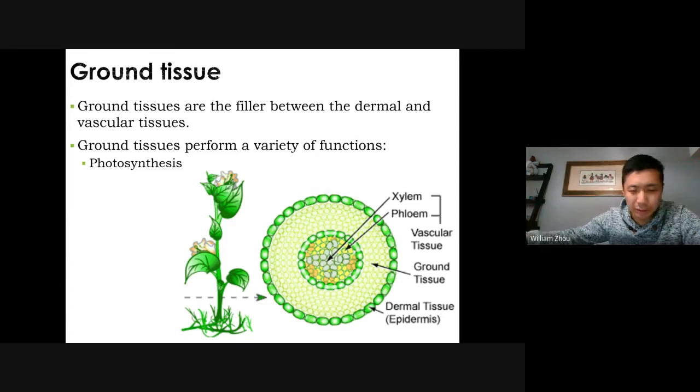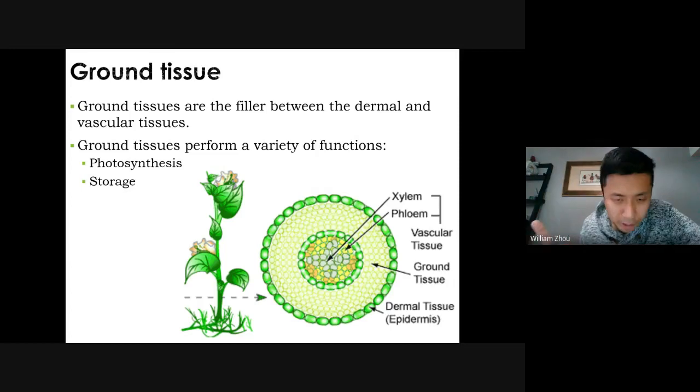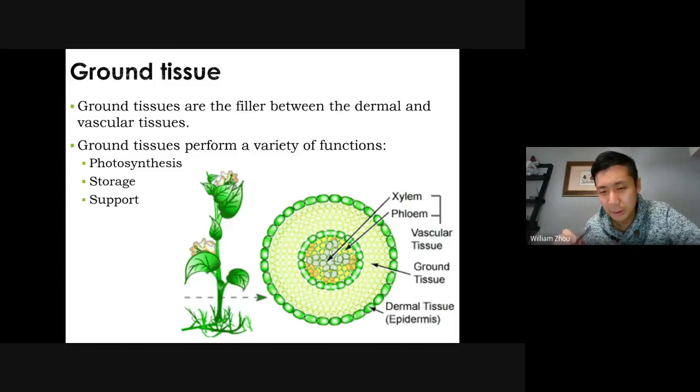So the ground, well, you make the food. They also store stuff. If you make sugar, it is stored in the ground tissue. And they also provide support for the plant. Basically, they do everything. So photosynthesis, storage, and support, those are the big three. And if you take a cross section, the ground tissue is between the skin, the dermal, and the veins, the vascular. Okay, so far so good.